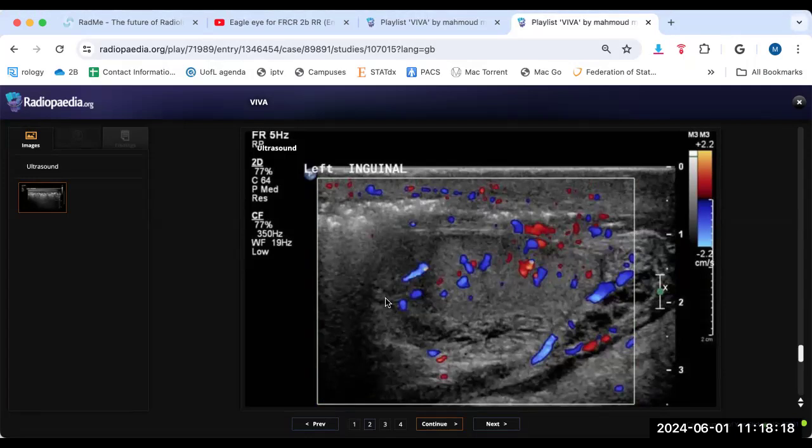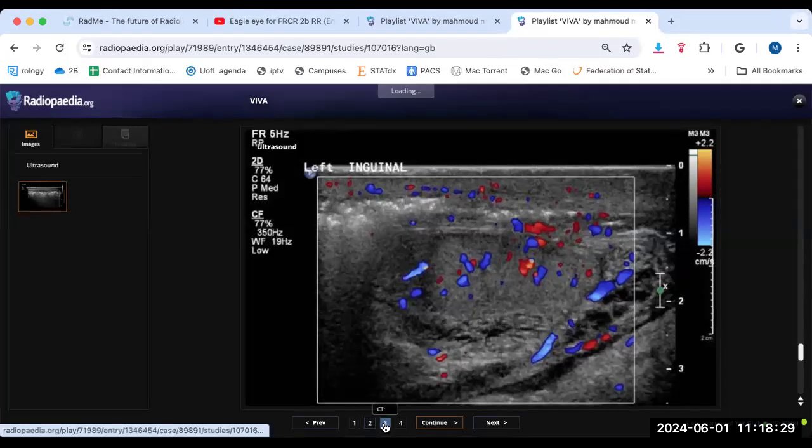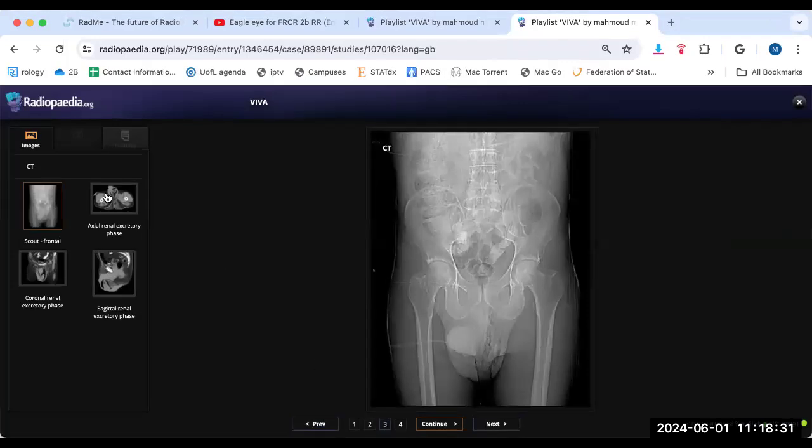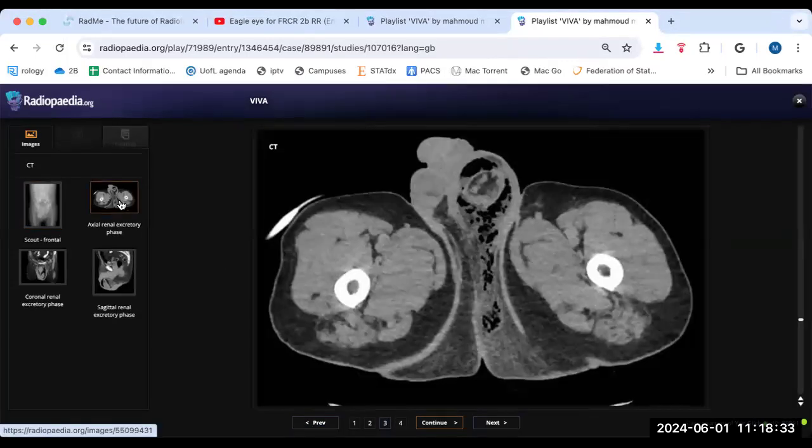I want to see the extension first of all, whether it's reaching the perineum. After alerting the physician, I can do CT cross-sectional imaging to see the extension. We have CT images here. Let's go through the CT.